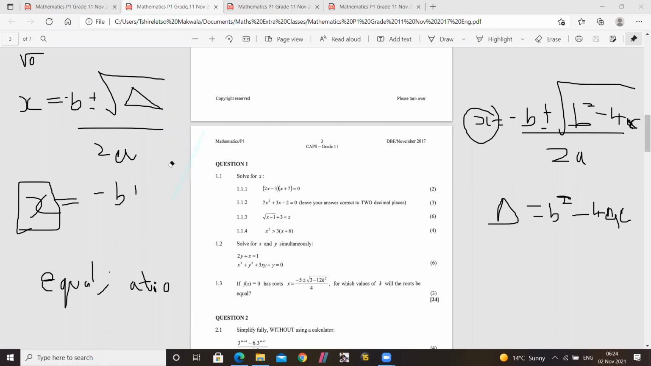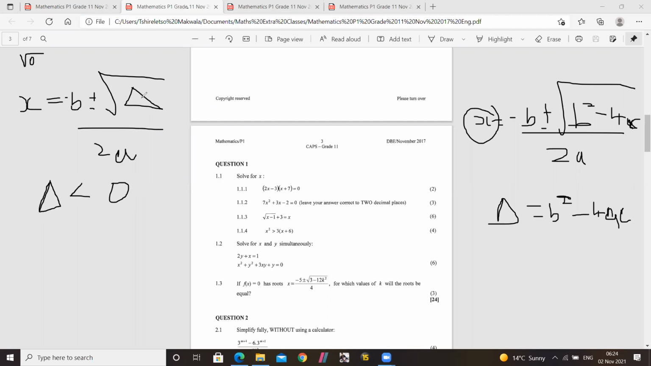Okay, I'll go to another one. That was when delta is 0. Now let's assess this further. So what happens if delta is negative? So delta is less than 0.